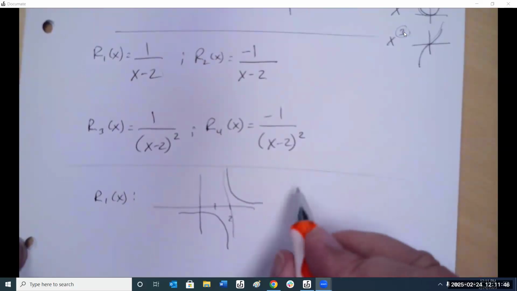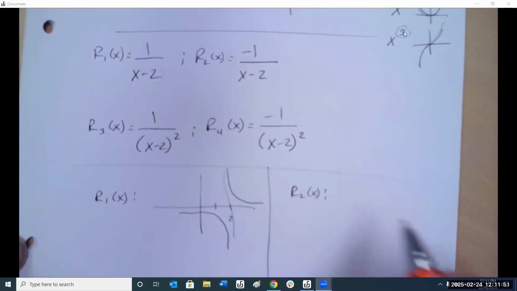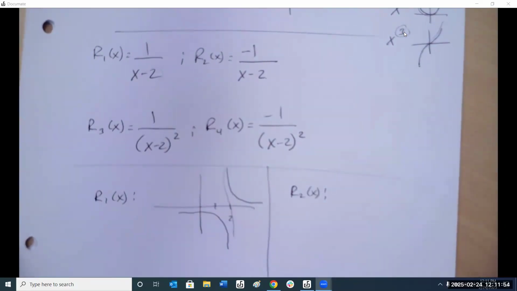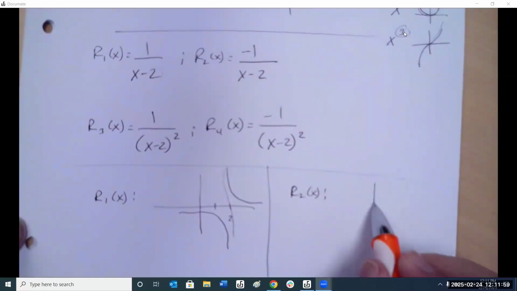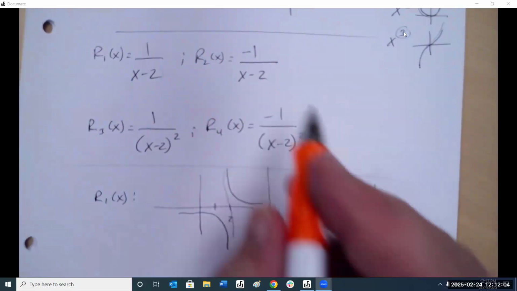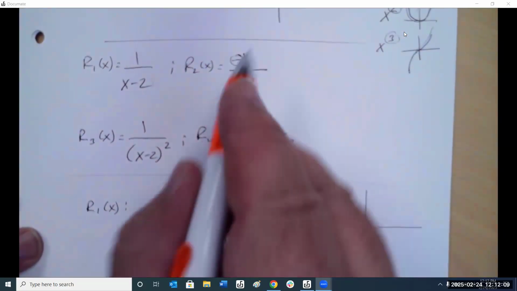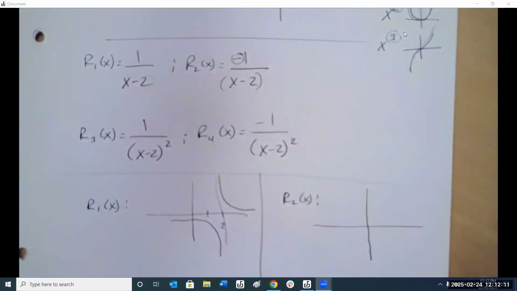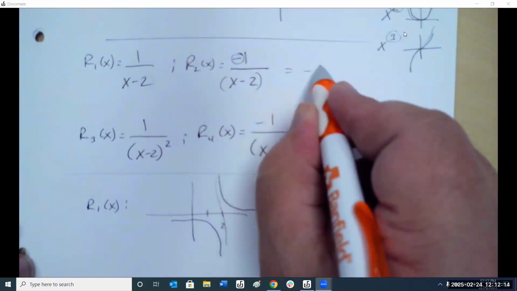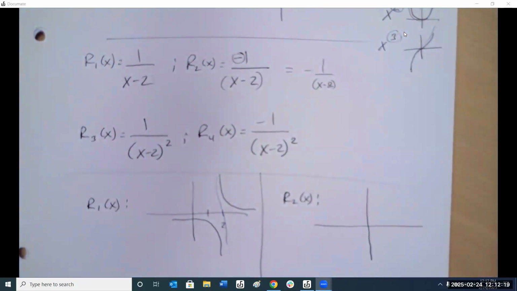How about R2? What's the difference between R1 and R2? Across where? No. Because this is happening outside the function. This is the function right here, 1 over x. This is the same thing as 1 over x minus 2. If it happens outside, it reflects across where?